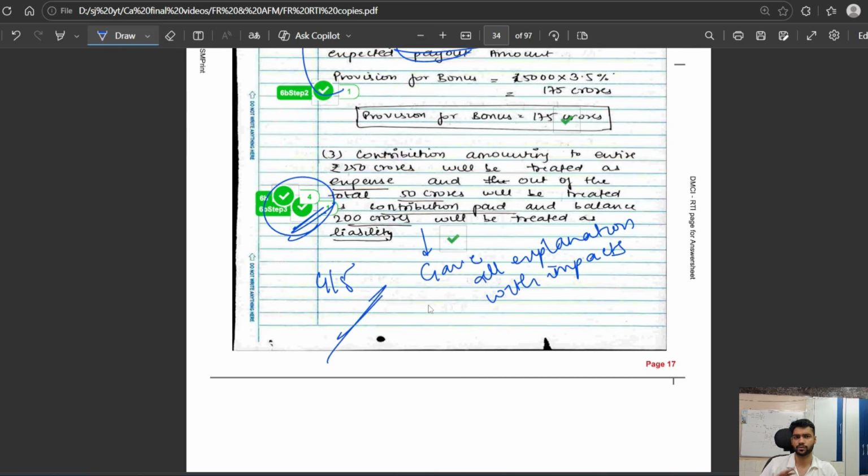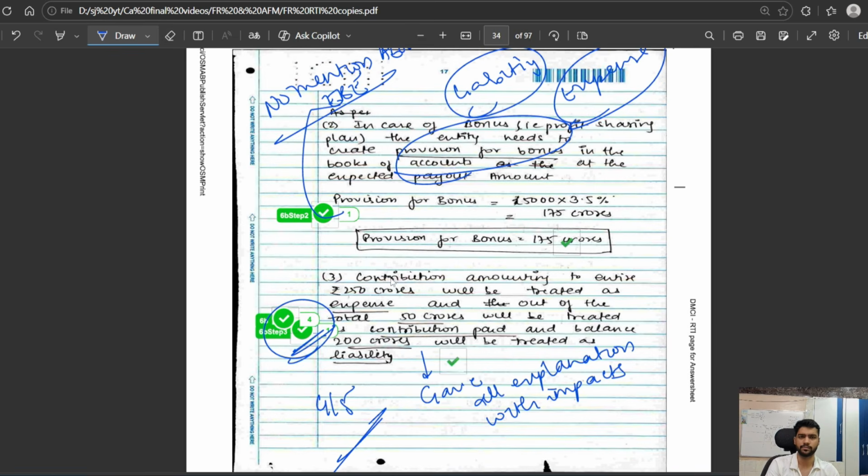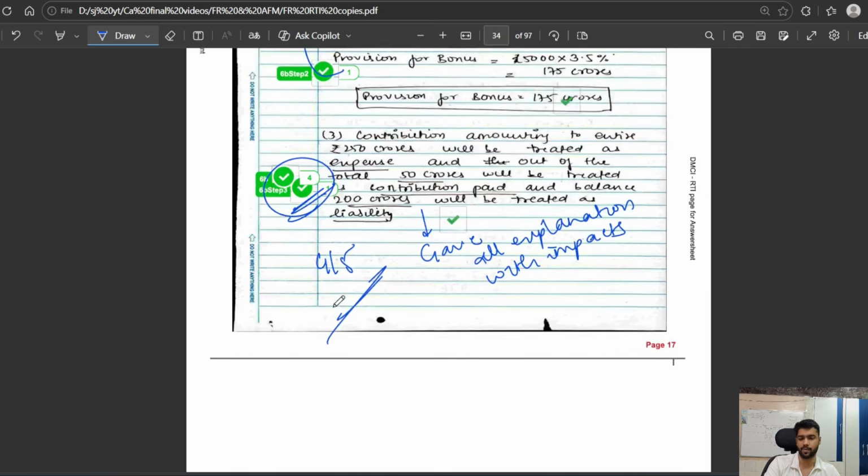Still 4 out of 5 is a good marks, but I could have improved it and made it 5 out of 5 by just mentioning the second impact. So same learning from question number 4b to question number 6b as well, that think of each and every impact of that same amount.